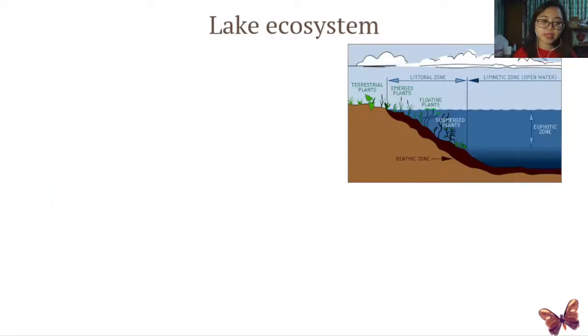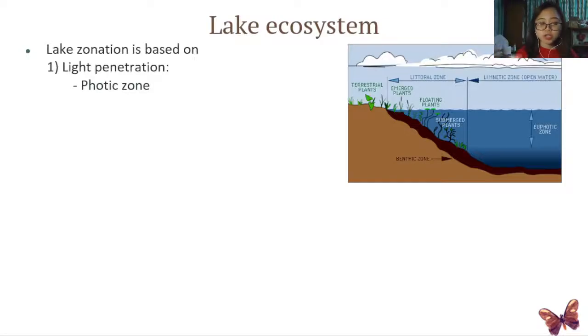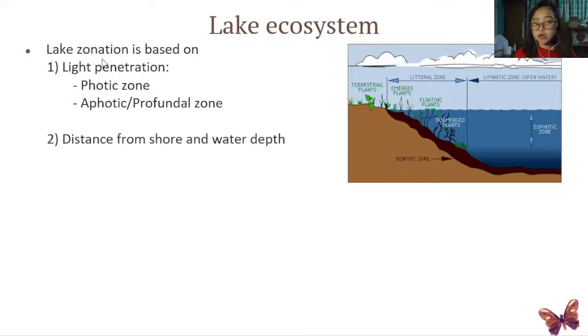When we're talking about lake ecosystems and dividing them into zones, the lake zonation is based on the first factor, light penetration. According to light penetration, we can divide the lake into photic zones and aphotic zones. Photic zone is the area that receives sunlight. Aphotic zone, or profundal zone, is the area that does not receive enough sunlight. We can also divide the lake into zones based on the distance from the shore and water depth.